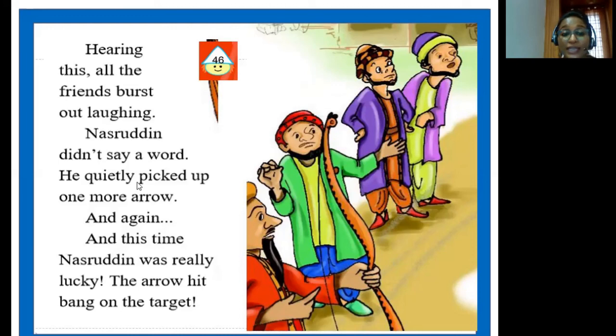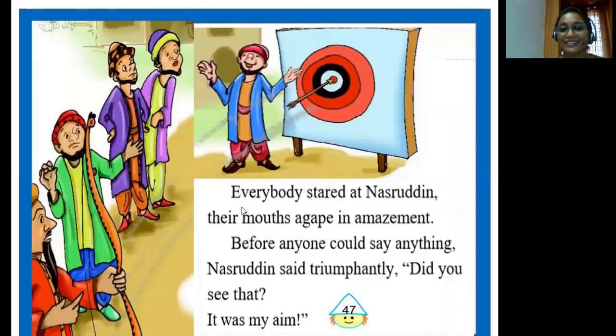So he quietly picked up one more arrow and shot again, and this time Nasruddin was really lucky. The arrow hit bang on the target. Children, you must have heard the saying, third time is a charm. Similarly with Nasruddin, he was able to hit the target the third time. Go to next page, children.